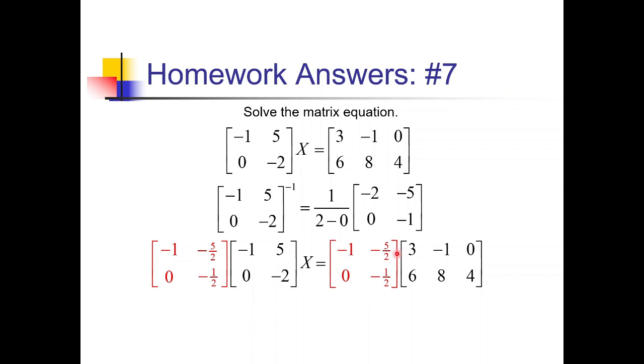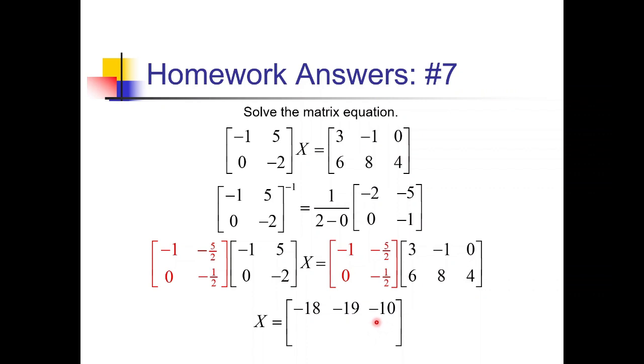So let's do the first row times each of these columns. So we've got -1 times 3 is -3. -2.5 times 6 is going to be -15. So -3 plus -15 is -18. Let's keep going. -1 and -1 is 1. And -2.5 and 8 is going to be, let's see, -20. So we had 1 and -20, so -19. For the last column, we've got -1 times 0 is 0, so I won't worry about it. -2.5 times 4 is going to be -10.